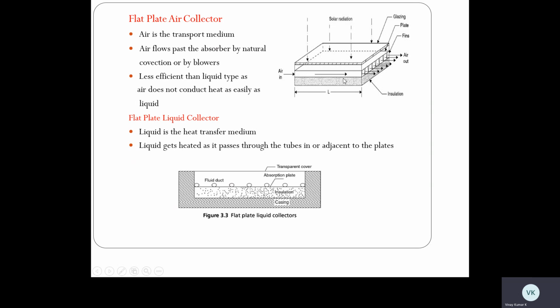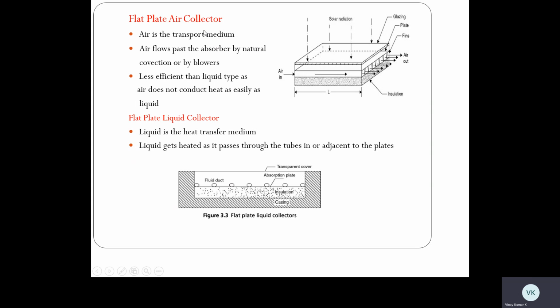Whatever we just studied in flat plate collectors is the same here. The transparent medium will be there, insulating materials will be there, tube-like fluid structures will be there, and the insulating casing will be there. Everything will be the same. The only thing is that air is used as the heat transfer medium.